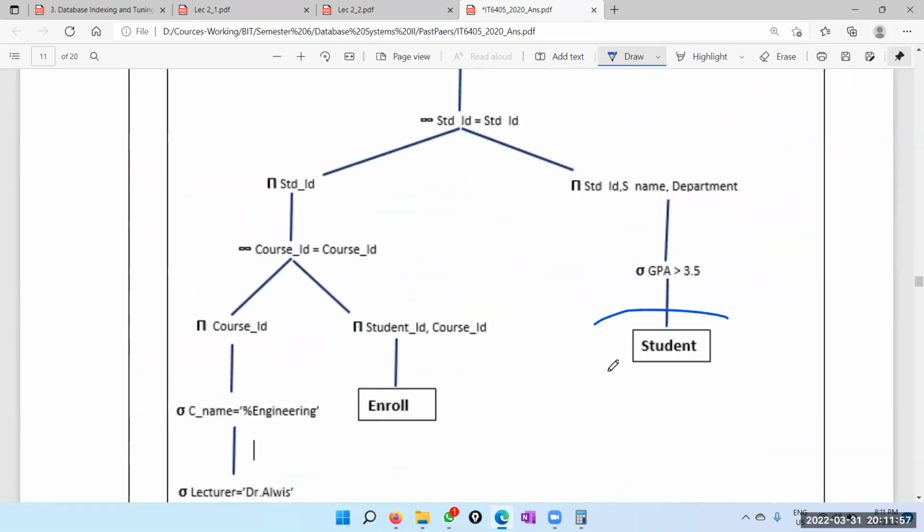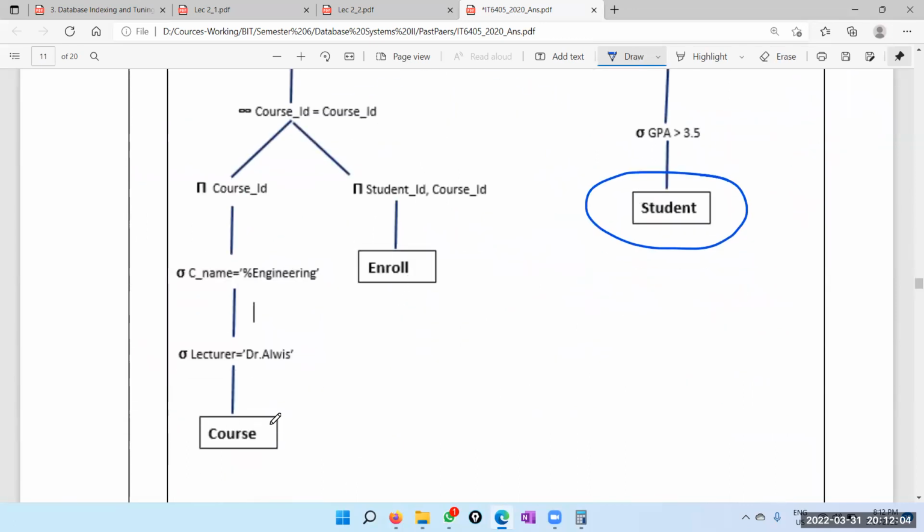Right, you can see student join is done later because it has the largest number of entries. So for course they are doing this sigma and this sigma.